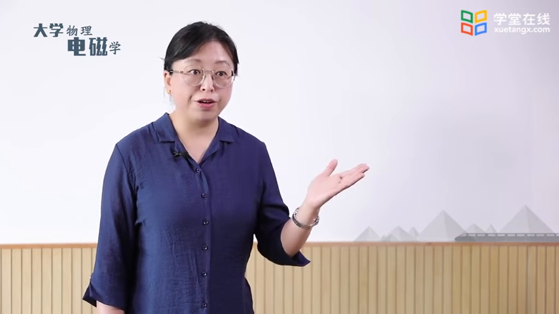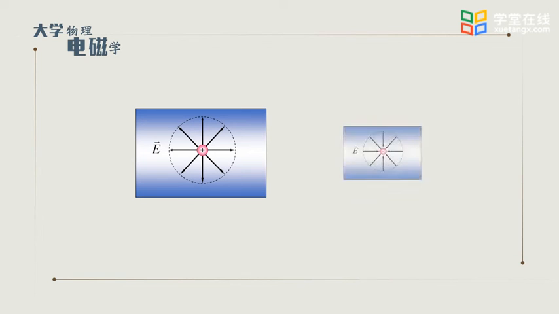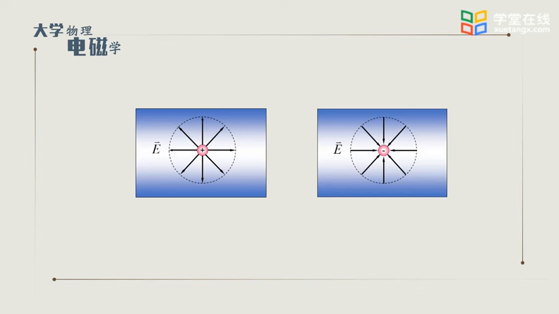Secondly, let's examine the direction of the electric field from this equation. We can see that the direction of the electric field is radially outward if the source charge is positive and radially inward if the source charge is negative, as shown in this figure.